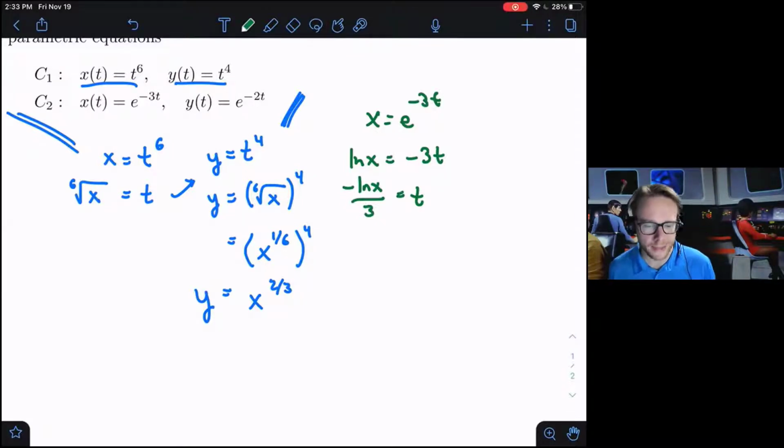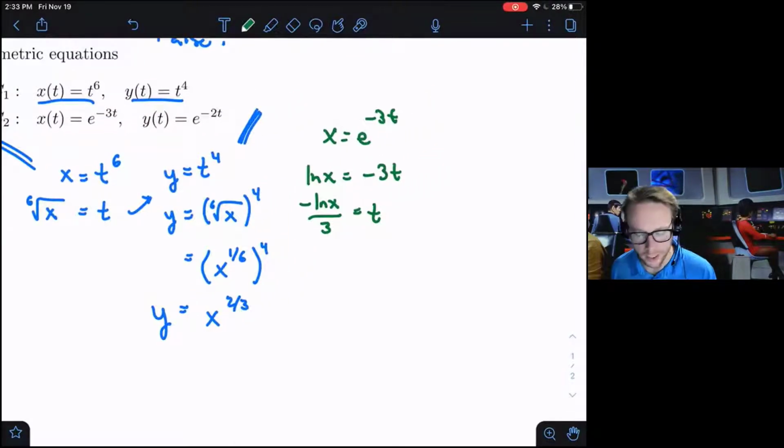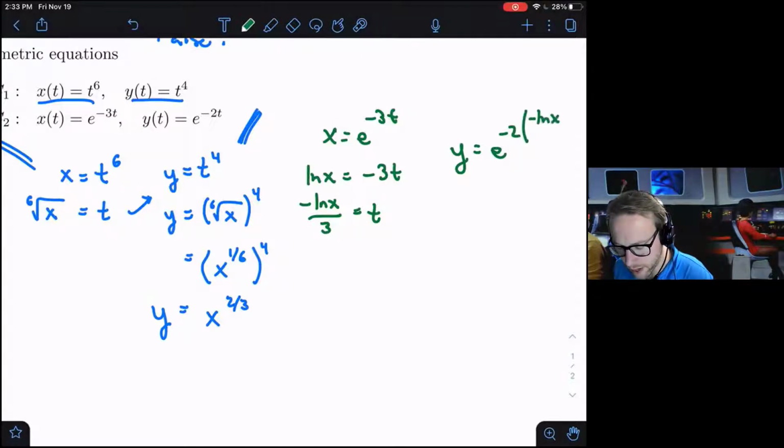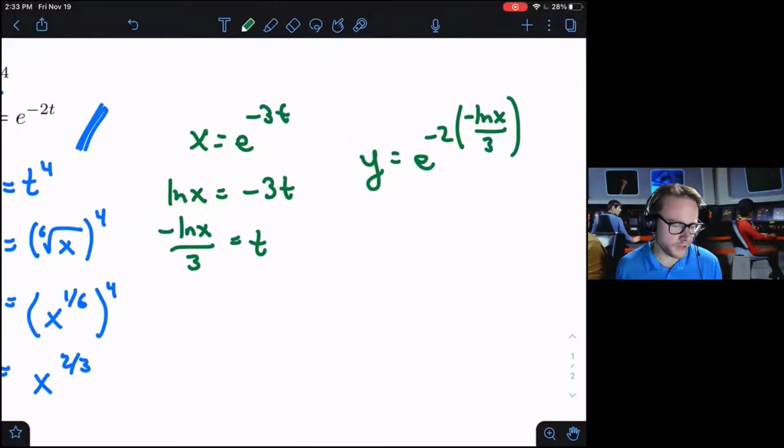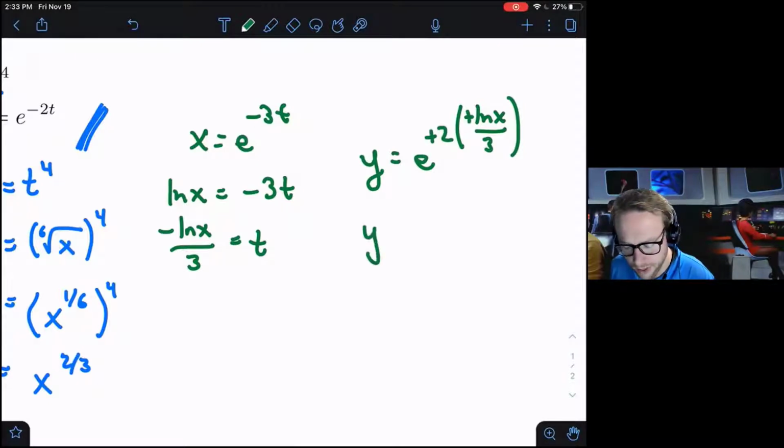I'm going to take that and plug it into my y equation here. So again, y is equal to e to the -2, and everywhere I see a t, I'm going to put this: negative the natural log of x divided by 3. Now I'm going to try to simplify this, very similar to last time. We have two negatives, that's not so bad. This is going to be e to the 2/3 of the natural log of x.